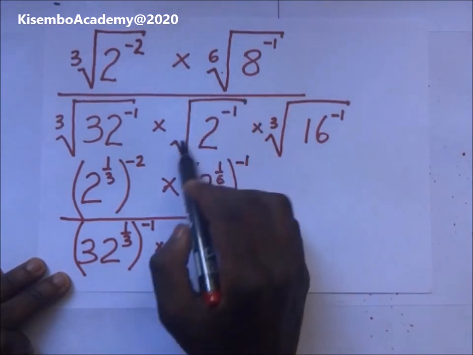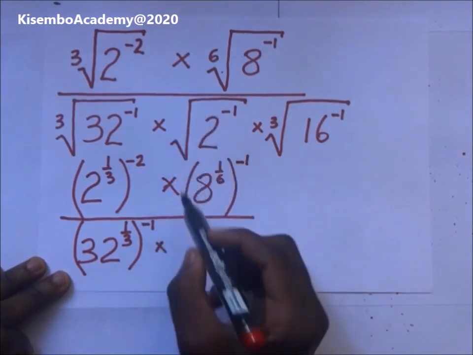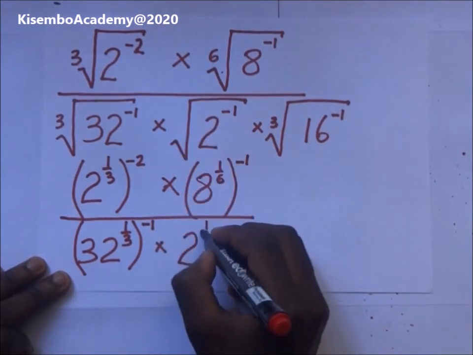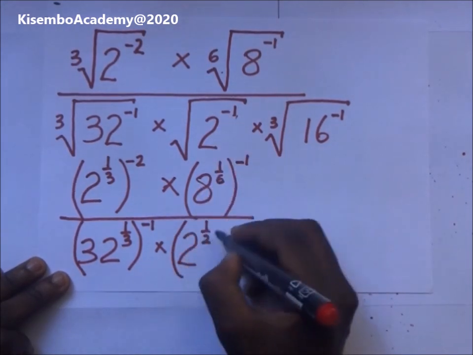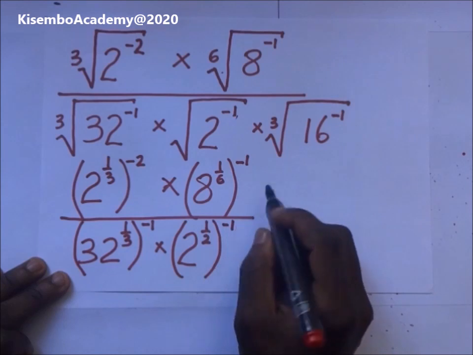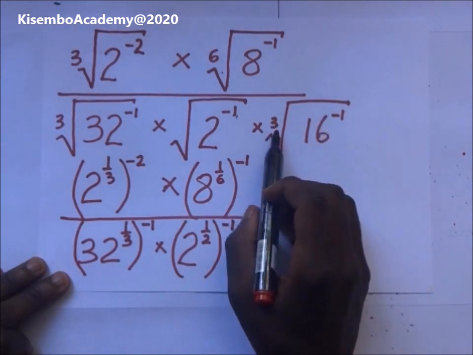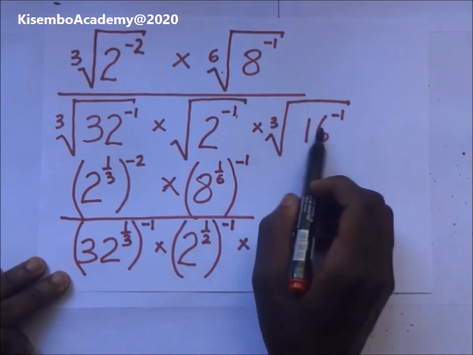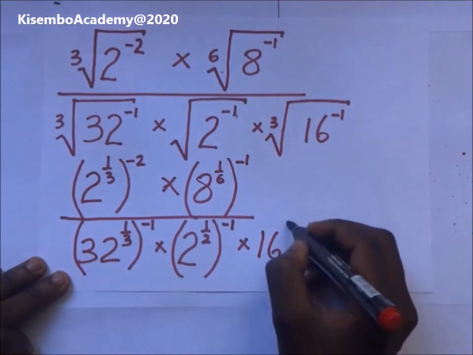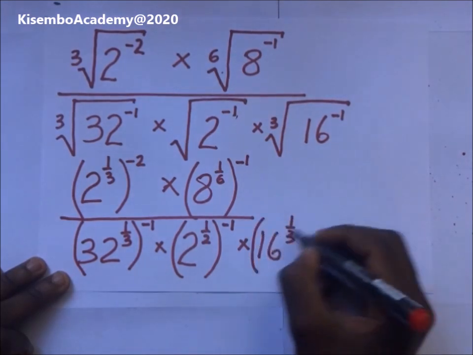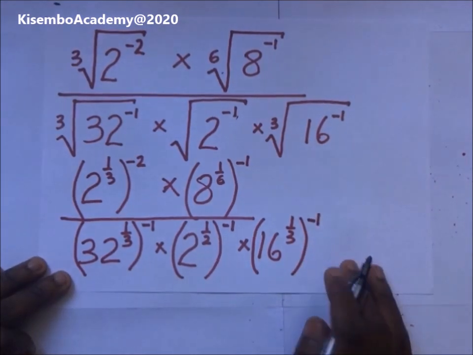This is the square root. So the square root of 2 to the power negative 1 means it's the same as 2 to the power a half. Multiply all this by the negative 1. Then multiply that by the third root of 16, which means it is 16 to the power 1 over 3. And all this multiplied by negative 1. Like that. So we proceed.